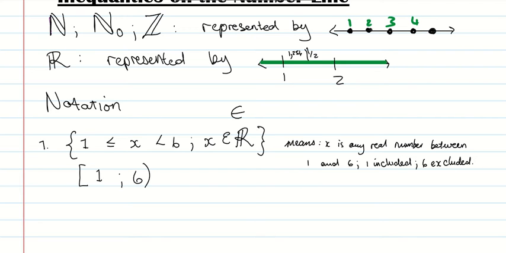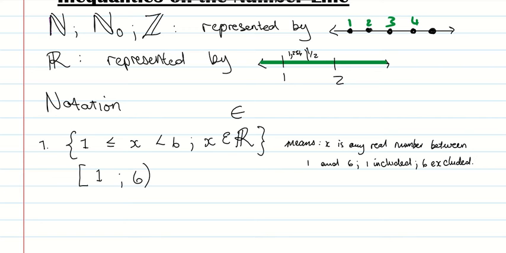So that is, x is greater than 1 but less than 6, and x is an element of real numbers. Okay, and the bottom one, where we have that square bracket 1 semicolon 6 round bracket, means x is any real number between 1 and 6, where 1 is included. Now how do I know 1 is included?